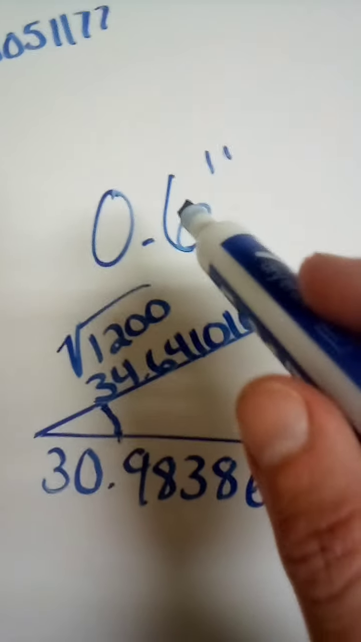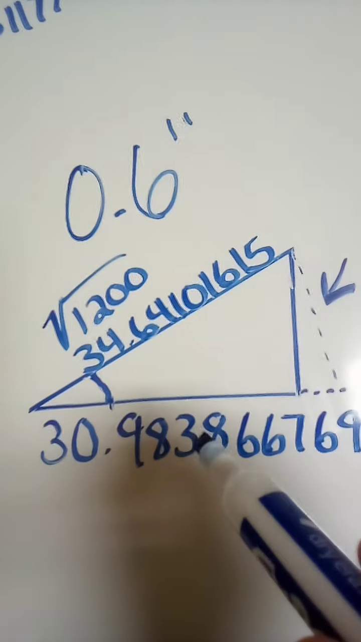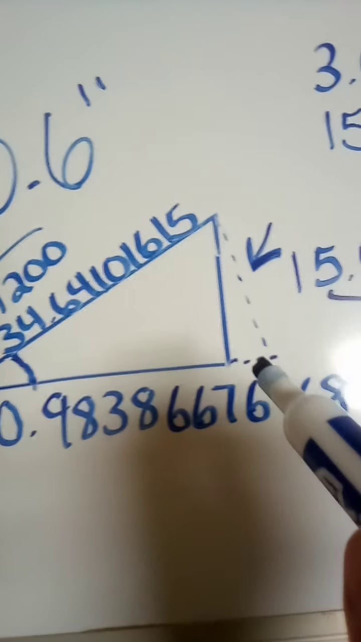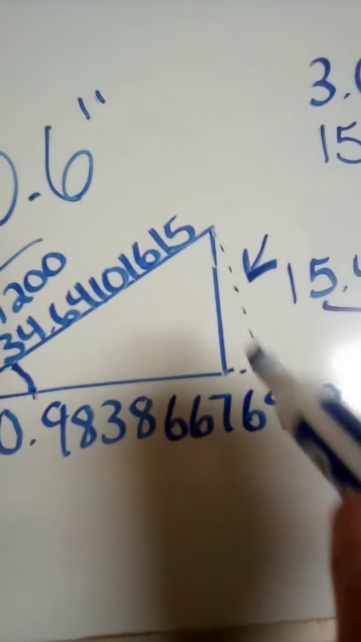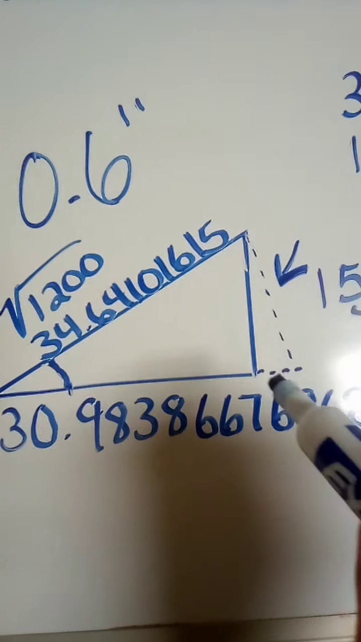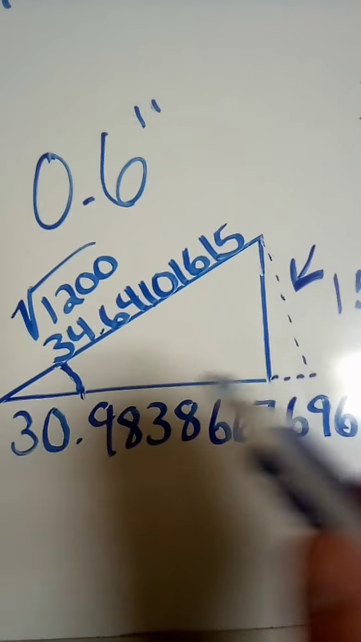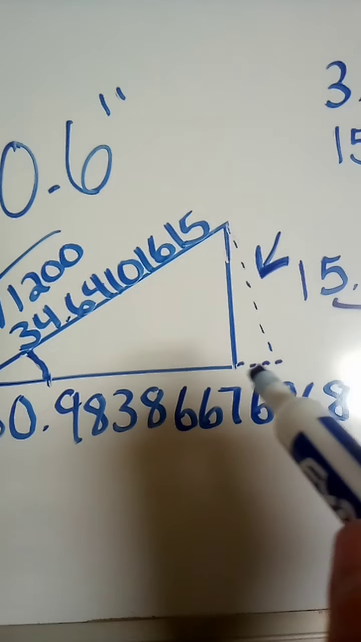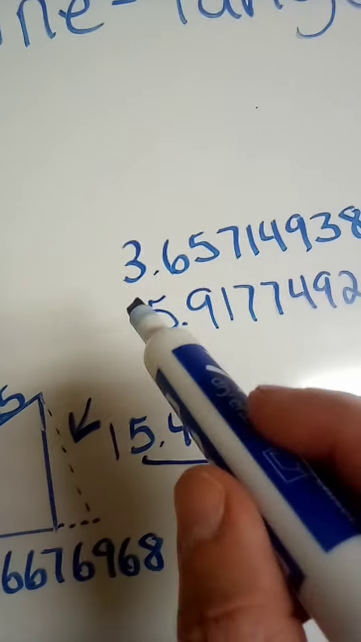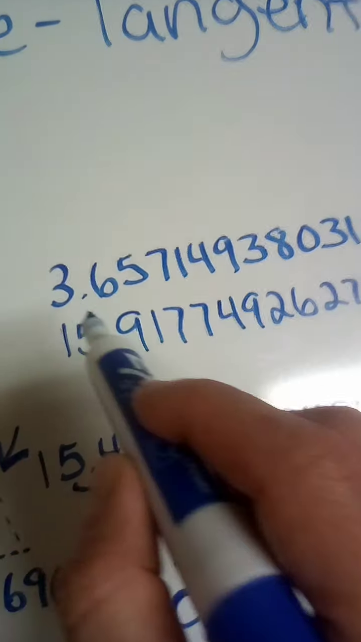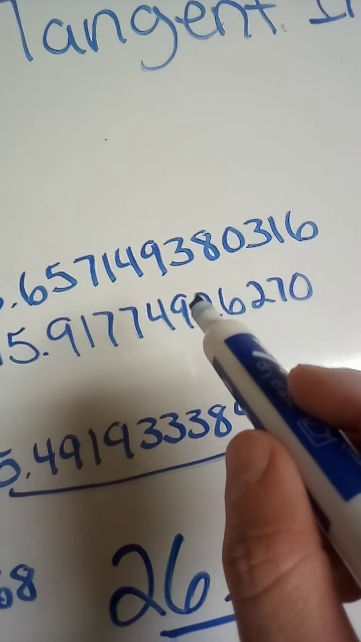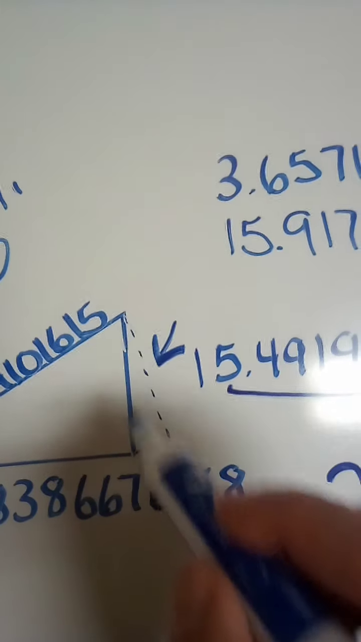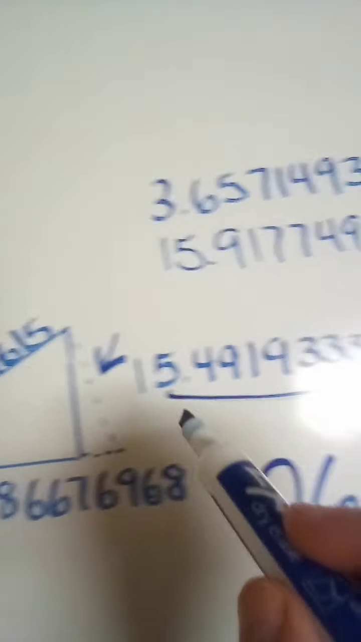Now we'll come back to that at the end, but I want you to take this adjacent leg. What we're going to do is solve for this small triangle right here. And we need to know this short distance first. So we're going to take our radius minus our adjacent, and that'll let us know what this little tiny leg is. And if you do the math, it equals 3.65714938.0316.